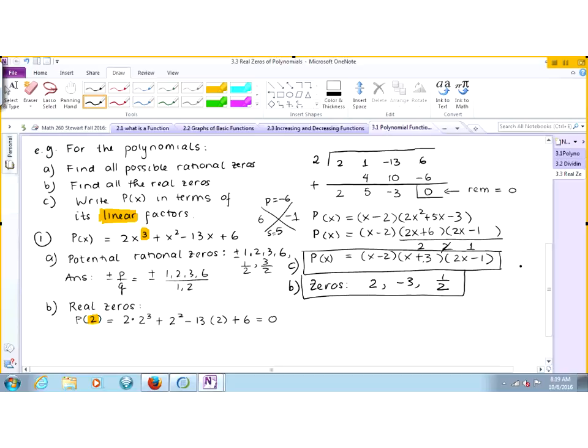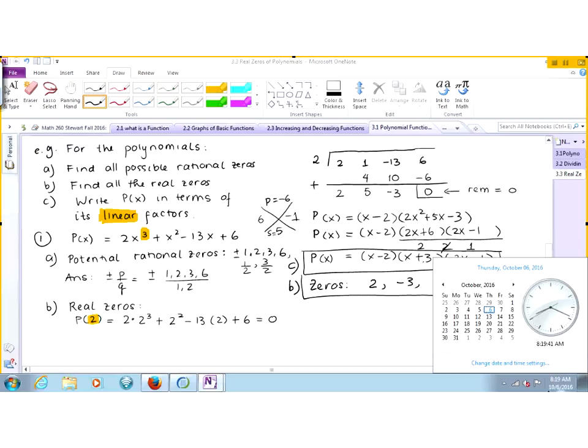How do you get half? So you set everything equal to 0, right? So x minus 2 equals 0, x equals 2. x plus 3 equals 0, x equals -3. 2x minus 1 equals 0, x is equal to half. Yay or nay? So let's do another one.